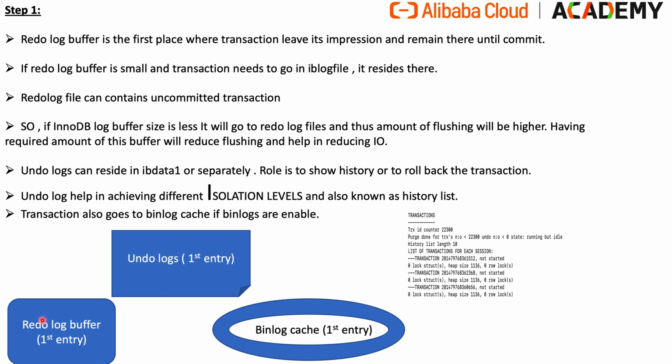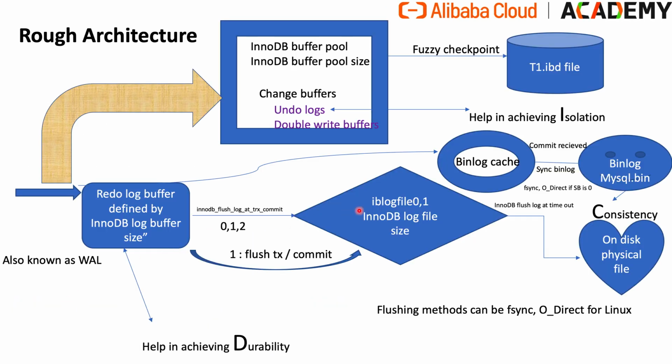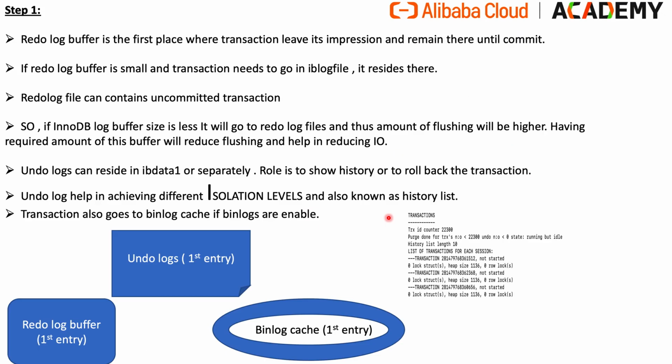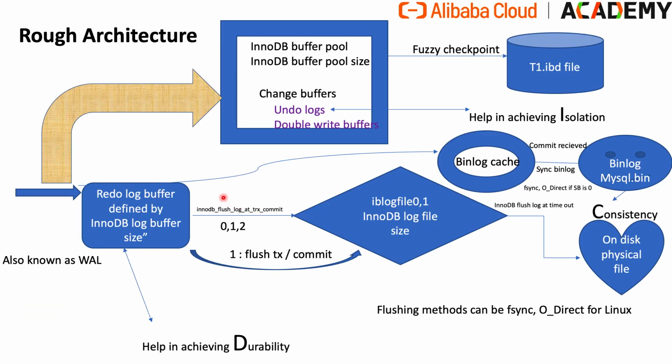But let's think from this point of view. If your redo log buffer gets full, then what should it do? It will go to your redo log files, which is, I can go back again, the IB log file. So I can say that your redo log files also contain uncommitted transactions because your redo log buffer is full. Now if you have a good size of redo log buffer, your flushing will be less. So less data will go into the redo log files. In this way you have achieved less IO.